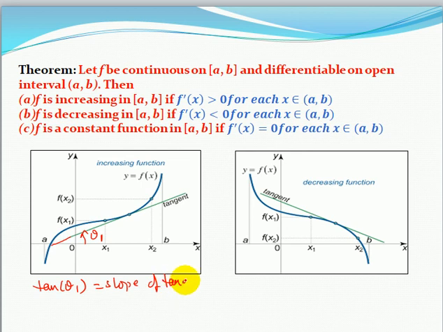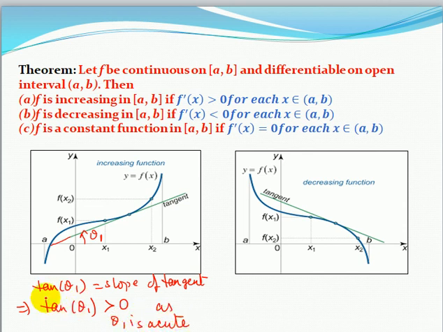And what is it? Can we call it positive? See, theta 1 is an acute angle. So tan of an acute angle is positive. That is greater than 0, as theta 1 is acute. Okay, now see, if tan theta 1 is the slope of the tangent, then what is f dash x? How do we define a derivative? Derivative is nothing but the slope of the tangent at that particular point. So the slope of the tangent is also f dash x.